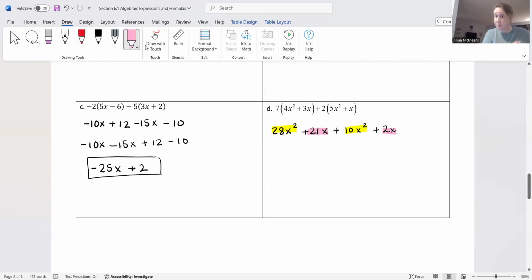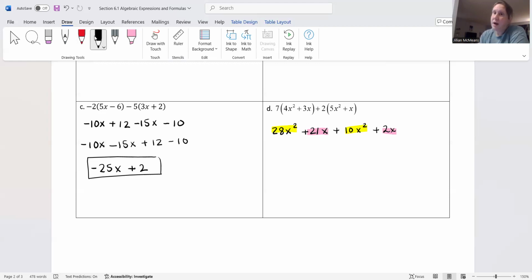The x squared terms can be combined. The x terms can be combined, but you cannot combine this into a single term. X's and x squareds are different. They are not like terms, okay? So we will have two terms in our final answer. And if you have the same variable with different exponents, the rule of thumb is we generally go highest exponent to lowest exponent, and then we end with constants if we have them.